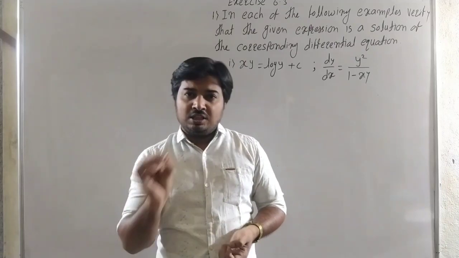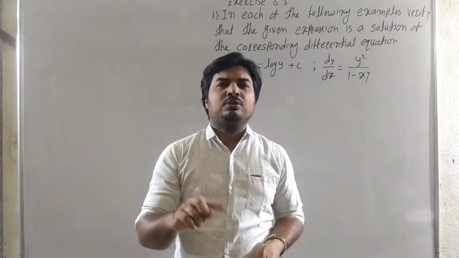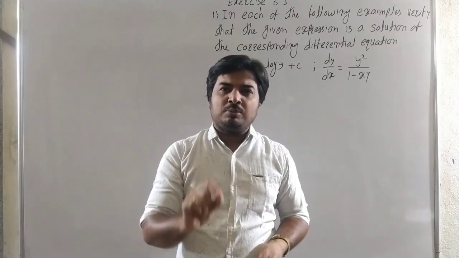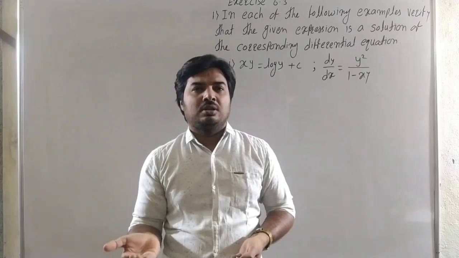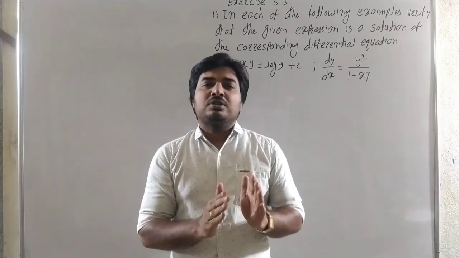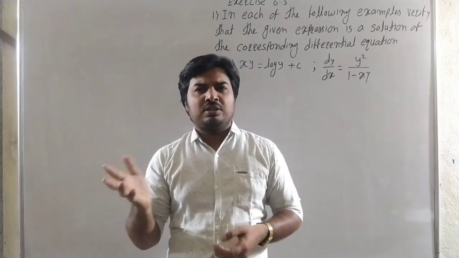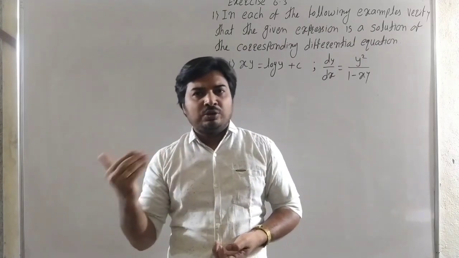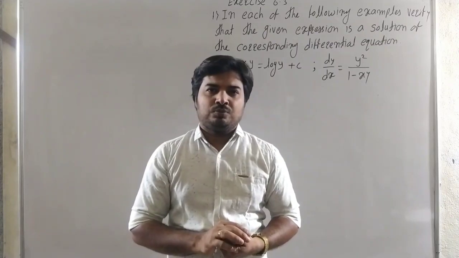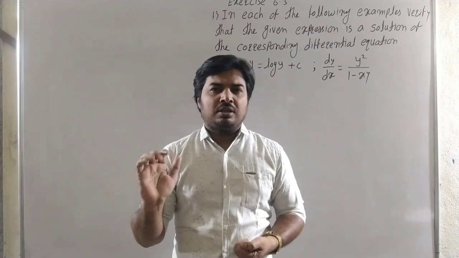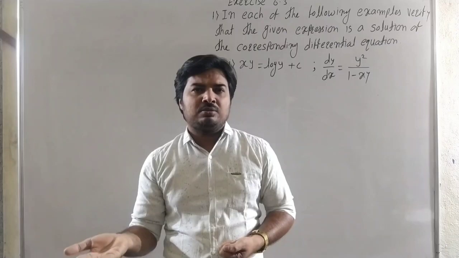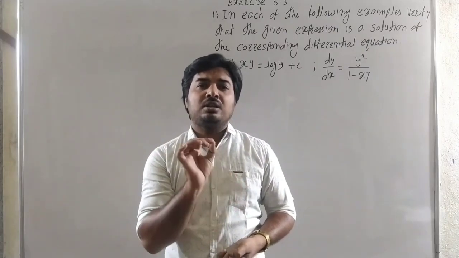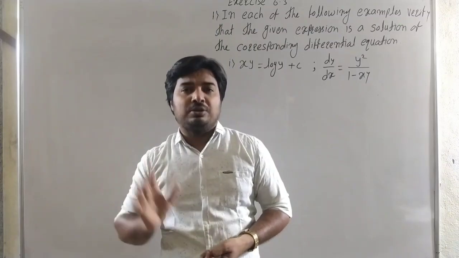If there is one arbitrary constant, we differentiate one time. If there are two arbitrary constants, we differentiate two times. That means if there are n arbitrary constants, we differentiate n times. Then we get the differential equation. That means the given expression is the solution of that differential equation.